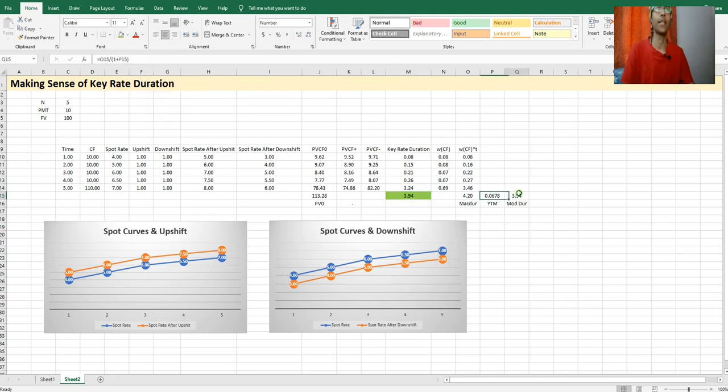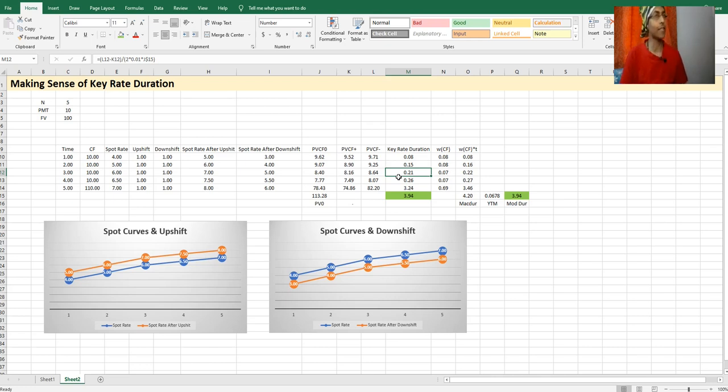We have measured the key rate duration from the approximate formula calculation and used the postulate that the sum of the key rate durations should give you the modified duration, and then matched it. We have calculated the modified duration separately from the Macaulay duration and matched it with the sum of the key rate durations to find that both are the same. So, this is all about key rate duration, friends.